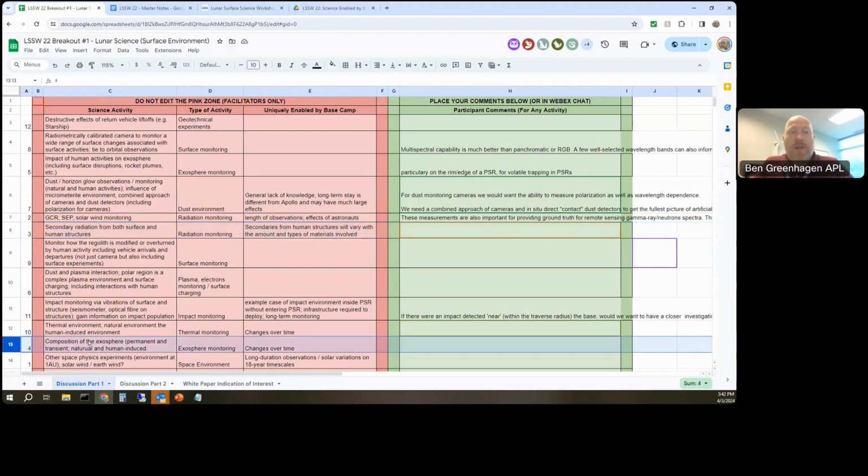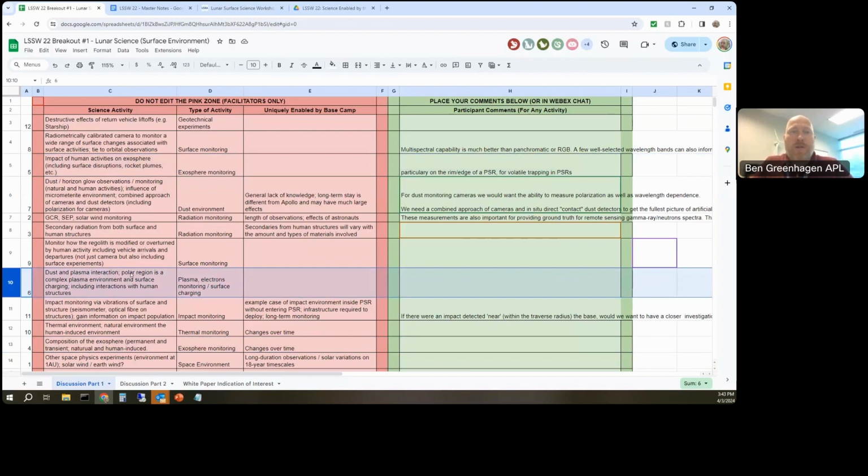Fourth would be the exosphere, starting with the permanent exosphere and also looking at transient exosphere events associated with natural and human-induced phenomenon, including micrometeorite bombardment and arrival and departures of rockets, etc. Continuing on the exosphere for rocket plumes, surface disruptions, and other human activities was another avenue we talked about. Six would be dust and plasma interaction.